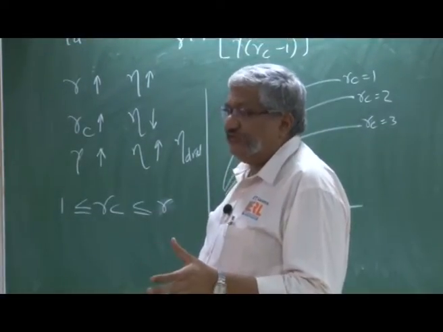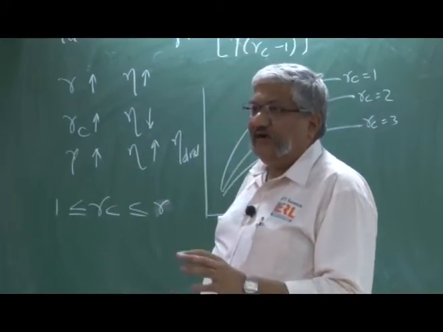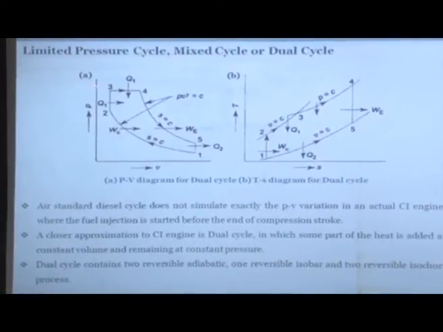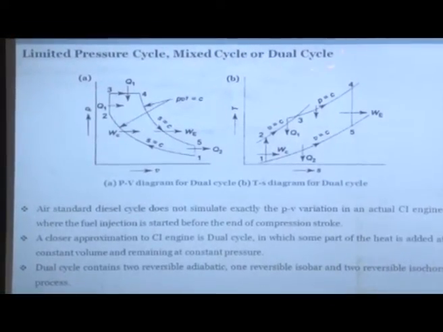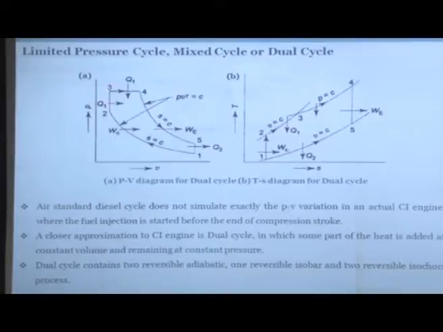If you look at the actual process, a better approximation of a diesel engine will not be a diesel cycle, it will be a dual cycle, where part of the heat is released at constant volume and part at constant pressure. This cycle can be called by several names: mixed pressure cycle, sometimes mixed cycle, sometimes diesel cycle. Here the processes are isentropic compression, part of the heat released at constant volume and part at constant pressure. This is the cycle on a PV diagram. On a TS diagram, part of the heat is released here at constant volume and part at constant pressure.